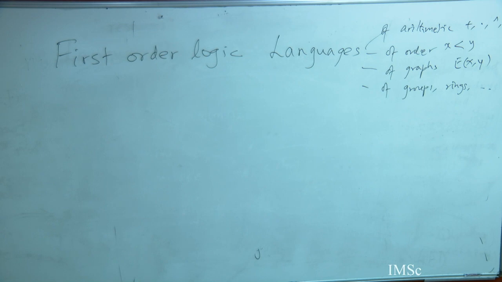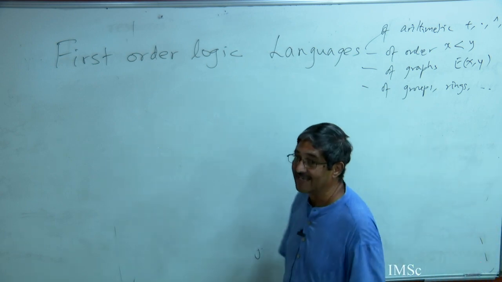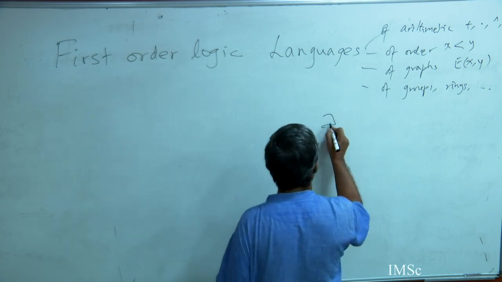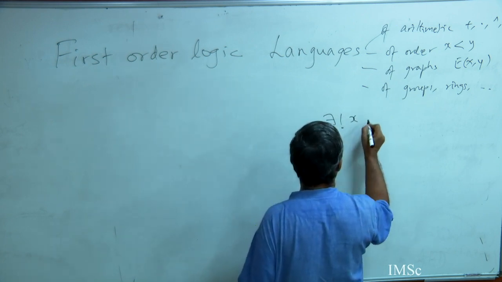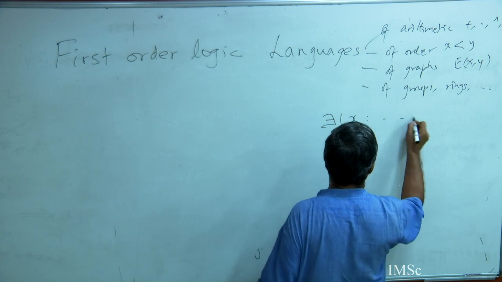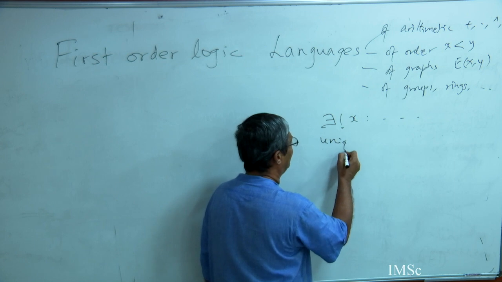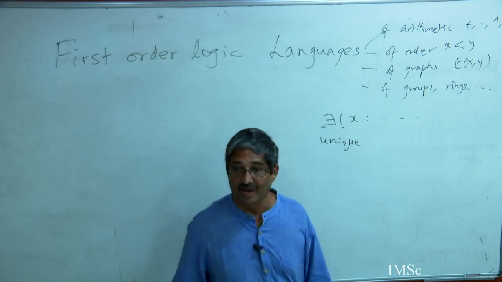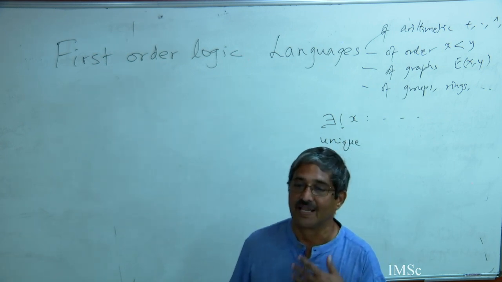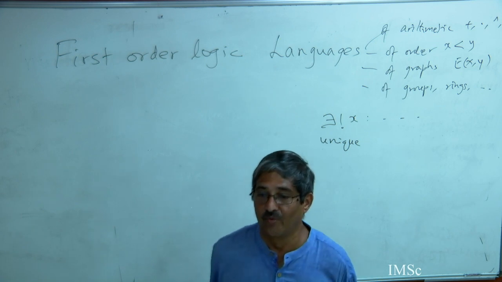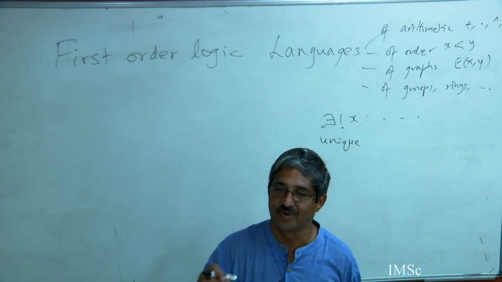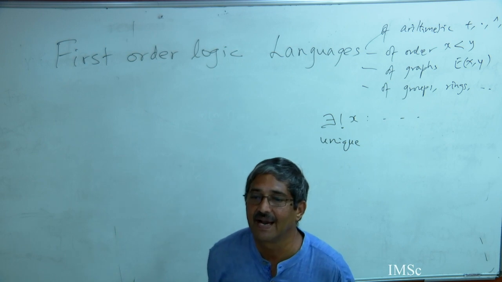I can't hear. Who's speaking? Siddharth, tell me. Uniqueness, yeah. So, we do write there exists unique x such that something. This is a typical notation you might have seen. So, let's throw that in, we want that. What else? So, we will want for all x, there exists x, there exists unique x, and then?